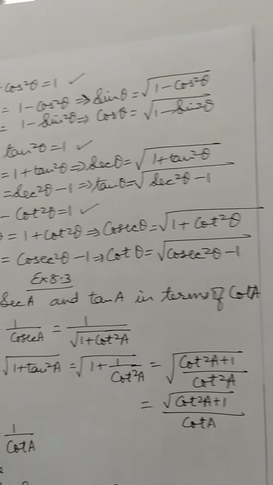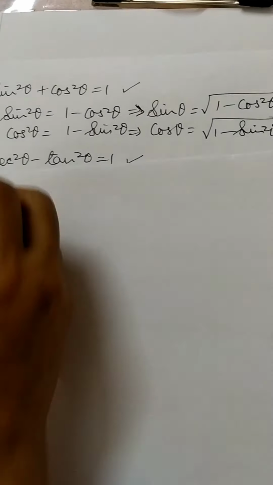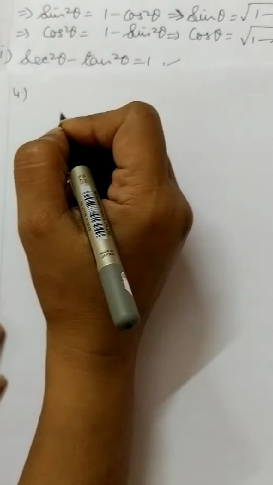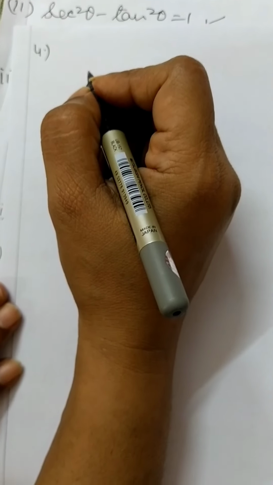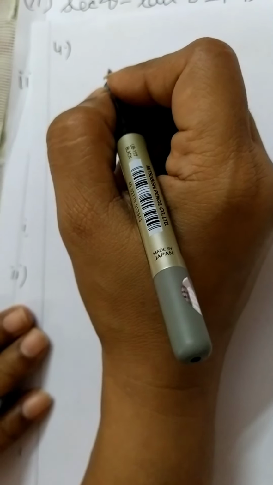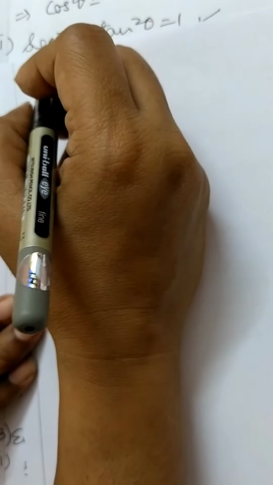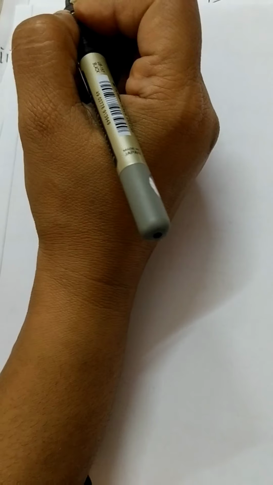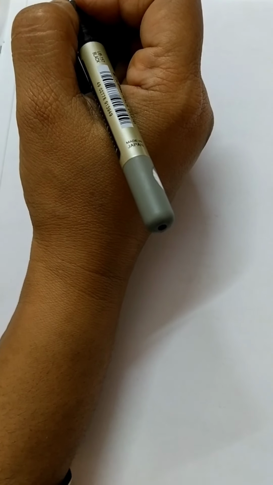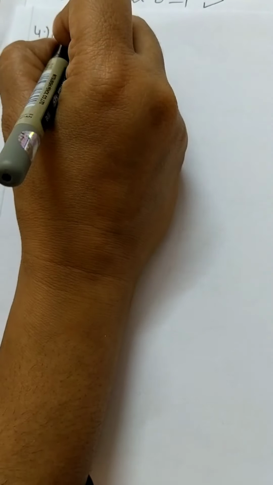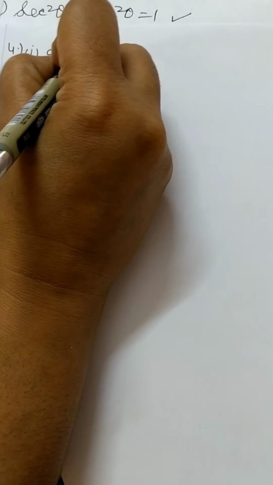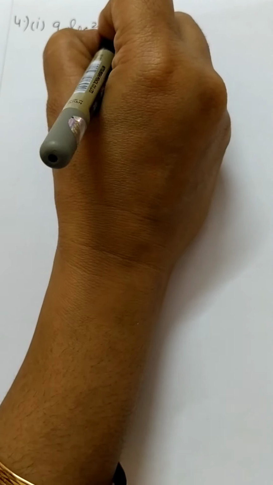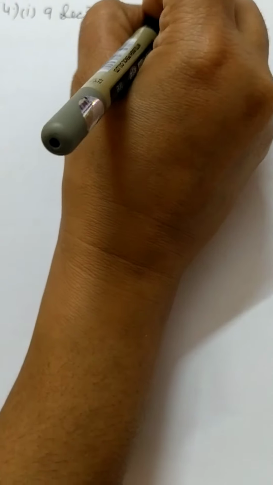Now we are coming to our question number 4. In question 4, you have to choose the correct option. It's an MCQ, justify your choice. So we will be solving all the parts. Let us start with the first one, and you will learn how we prove the identity. 9 sec square A minus 9 tan square A.